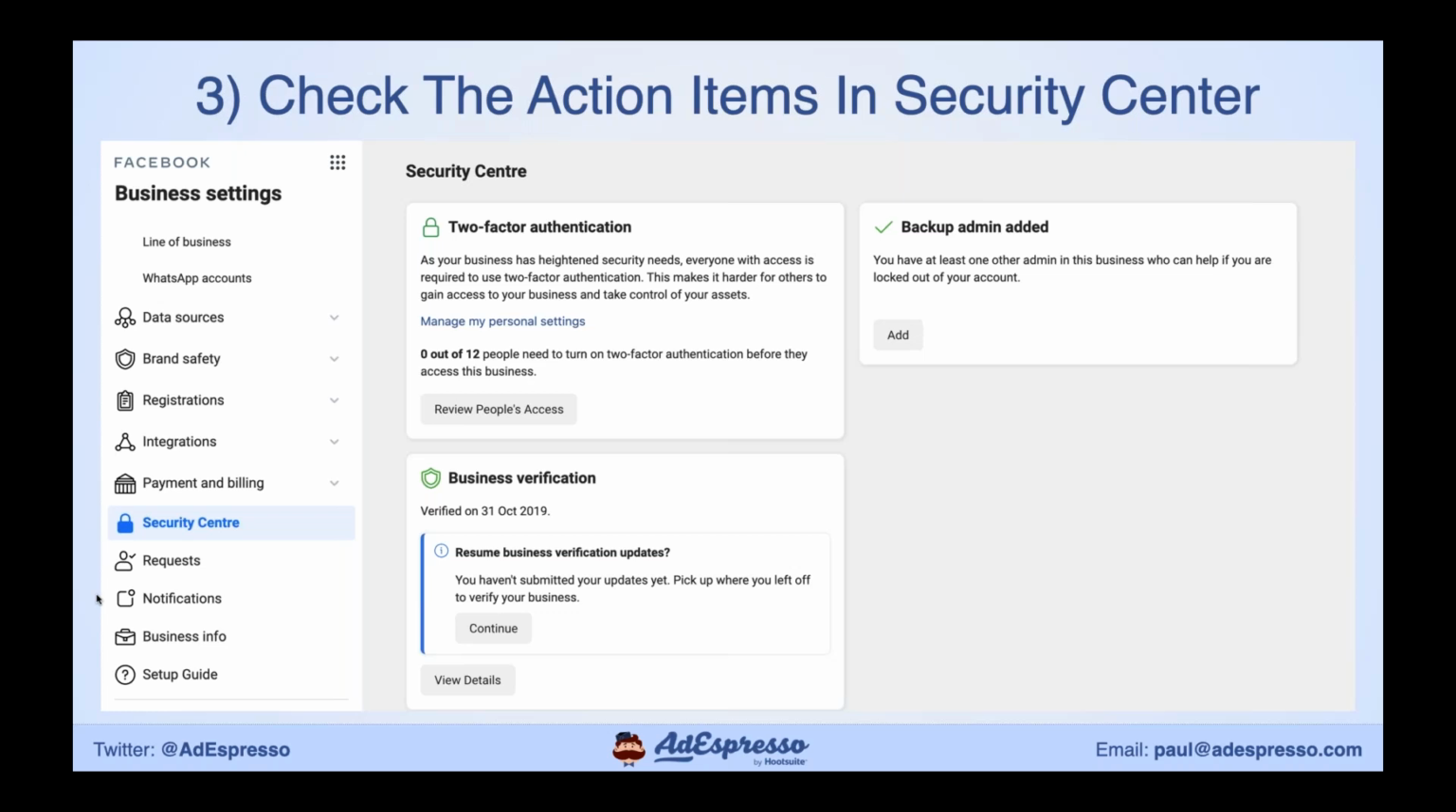And then third step you'll see at the bottom is business verification. If you can verify your business with Facebook, that's going to help you there. Again, just get another check mark that proves that you are a legitimate business. You're not spamming Facebook with fraudulent ads there.